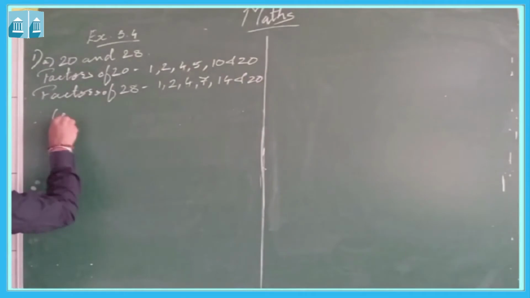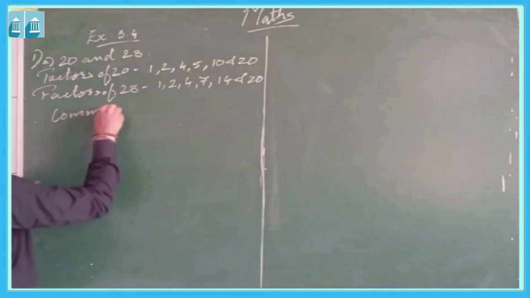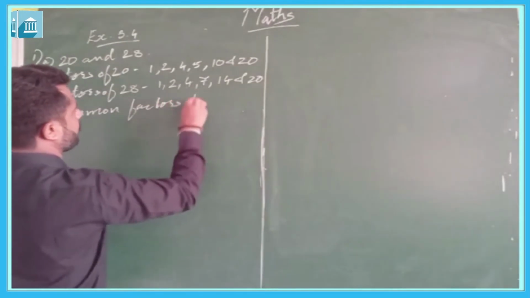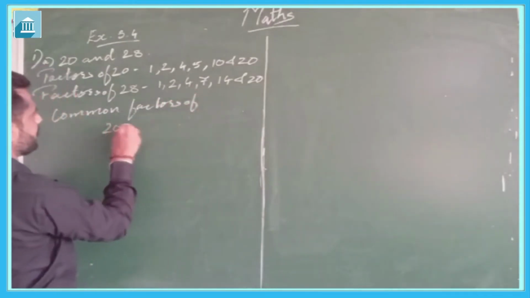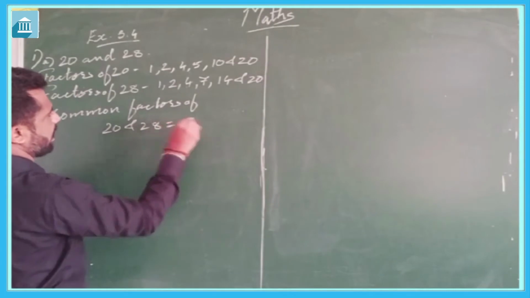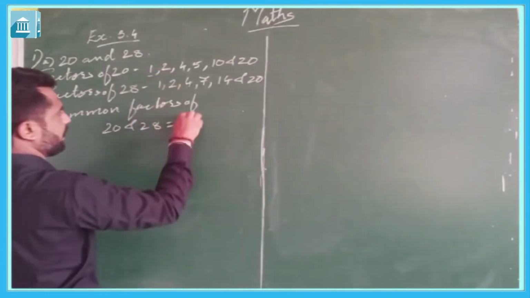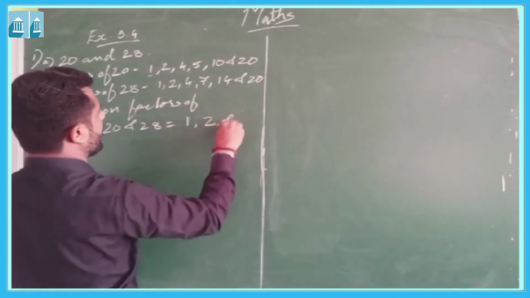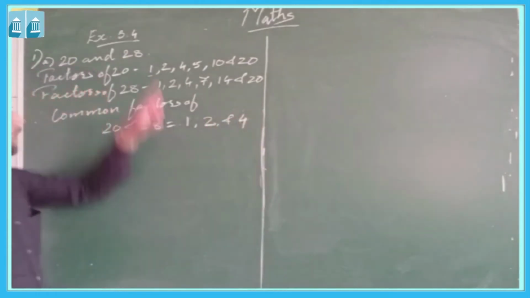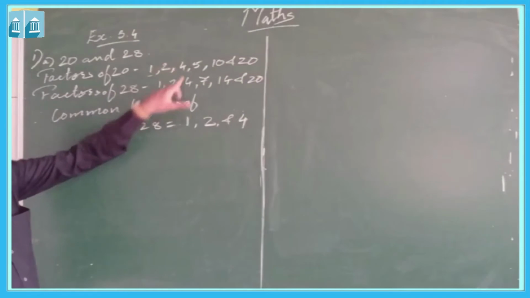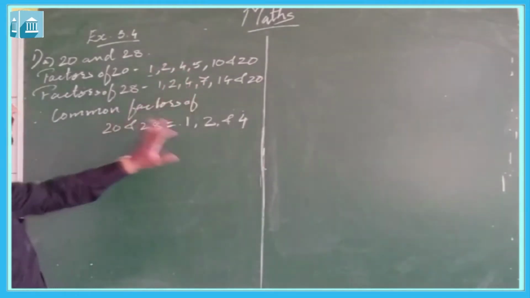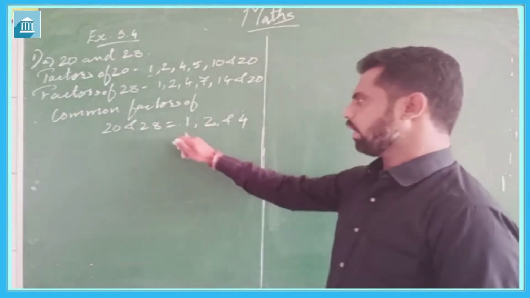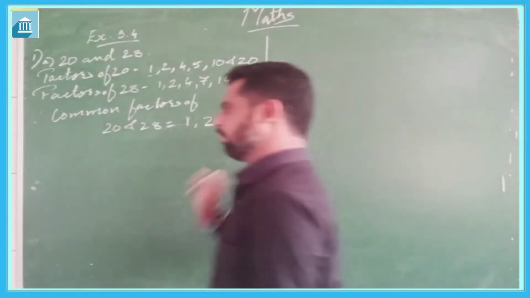Therefore, common factors of 20 and 28 are 1, 2 and 4. So the common factors of 20 and 28 are 1, 2 and 4.